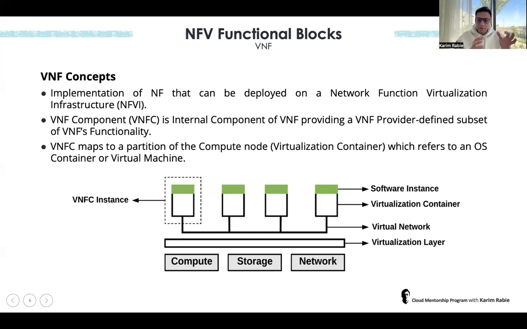So the VNF may have a VNF component that does the user plane handling, but to handle the required throughput, you need 4 instances. You need 4 VNF component instances. And you will find later that these VNF component instances are basically the VMs. So you need 4 VMs of that specific type to handle 100 gigabit per second throughput.